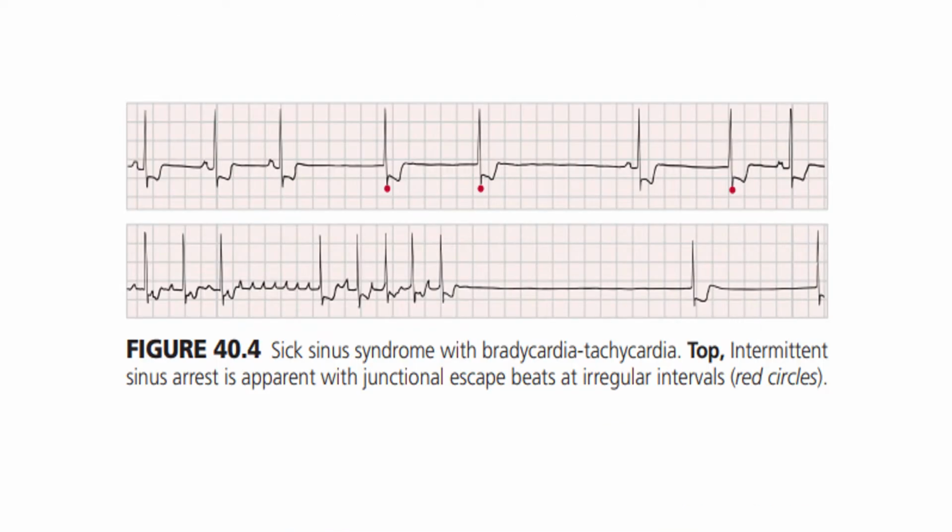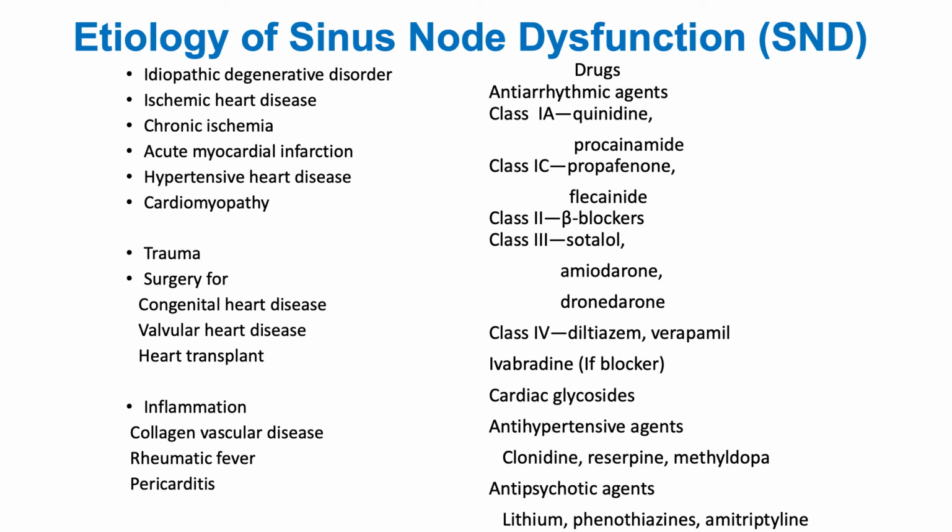This is another form of sick sinus syndrome, that is tachy-brady syndrome. There is a sinus pause; the top one is a multiple, and in the irregular intervals, intermittent sinus arrest is apparent with junctional escape beats at irregular intervals. In the lower panel you can see a big sinus pause with an escape rhythm. Etiology: it is a huge etiology.